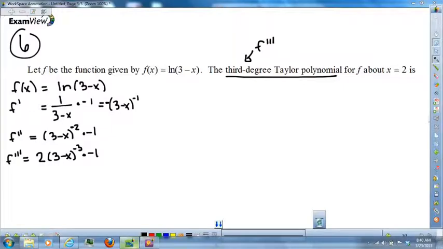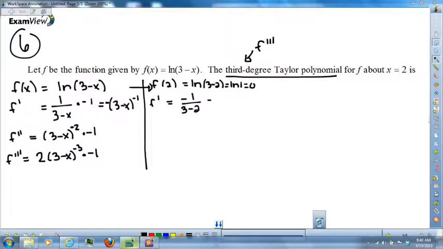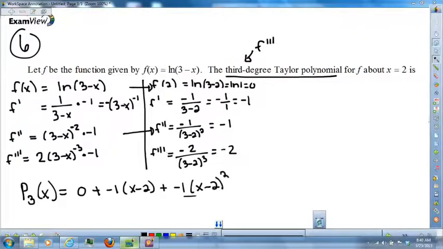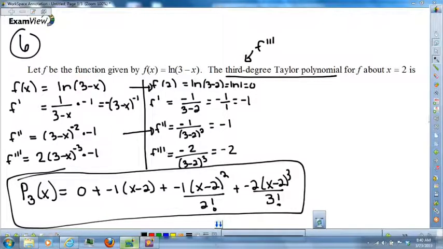So now since it's centered at x equals 2, we're going to go ahead and substitute that in for x. So ln of 1 is 0. The first derivative is negative 1. The second derivative is also negative 1, and the third derivative is going to be negative 2. So writing that in my Taylor series, I'm going to have 0 plus negative 1 times x minus 2, because remember it's centered at 2, plus negative 1 times x minus 2 squared over 2 factorial, plus negative 2 times x minus 2 cubed over 3 factorial.